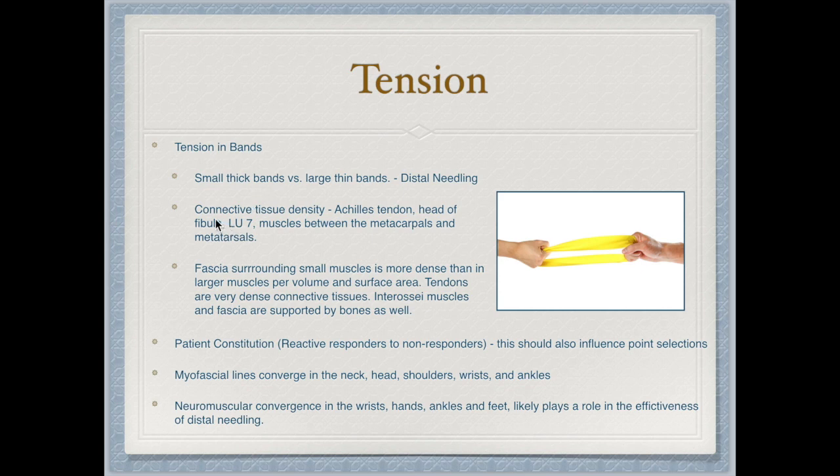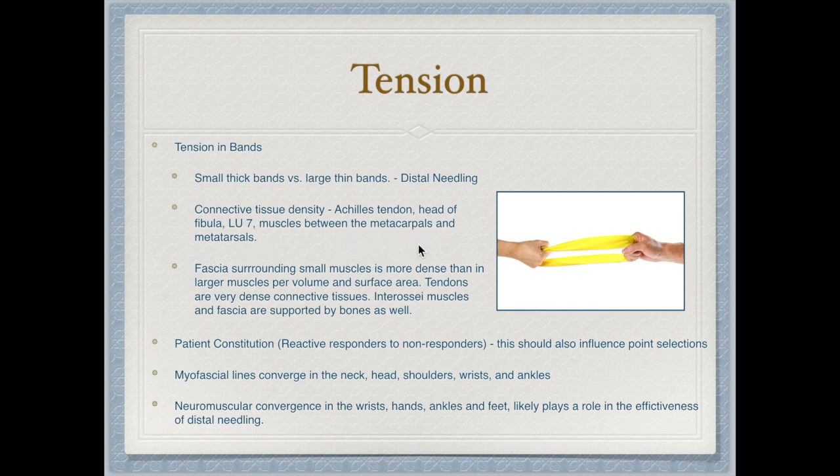So this next point reads connective tissue density: the Achilles tendon, head of the fibula, lung 7, muscles between the metacarpals and metatarsals. So these are all areas where there's a lot of connective tissue density, and this is where we find some of the strongest points for treating the neck and the upper back and the shoulders and the back and spine as well. So this lends support to the idea of the myofascial lines being a very substantial factor in understanding how acupuncture works. And we'll be discussing these points in more detail as we move on.